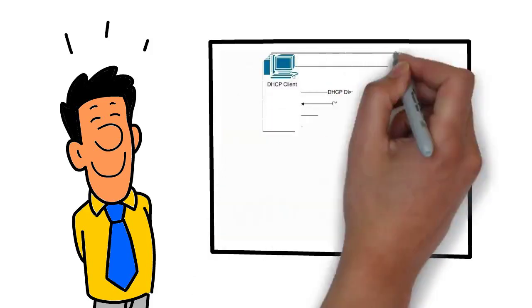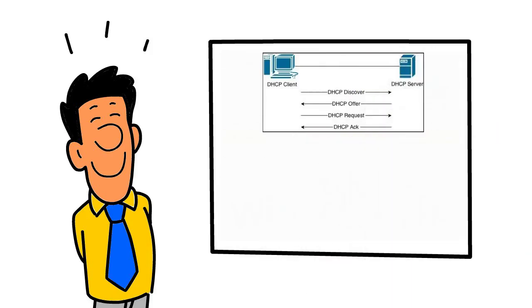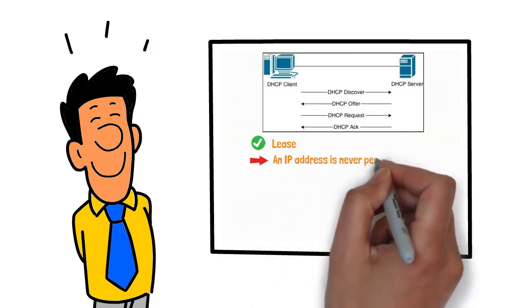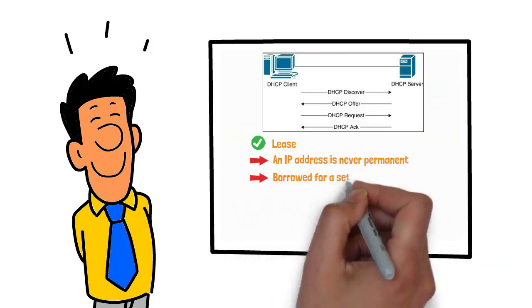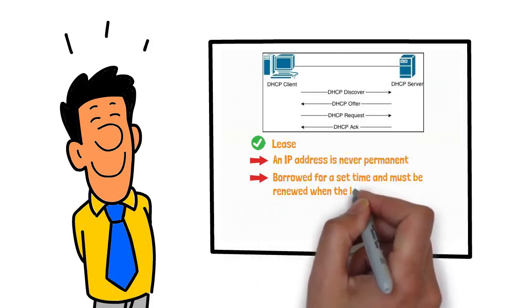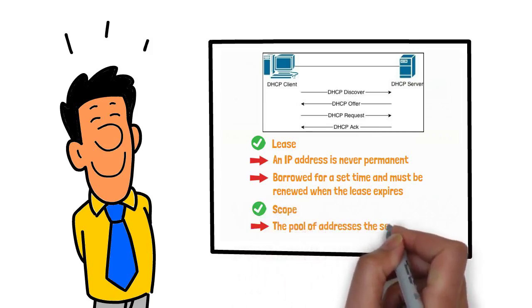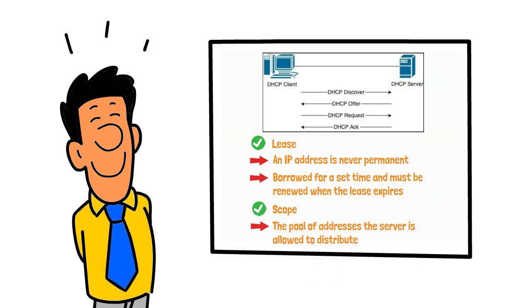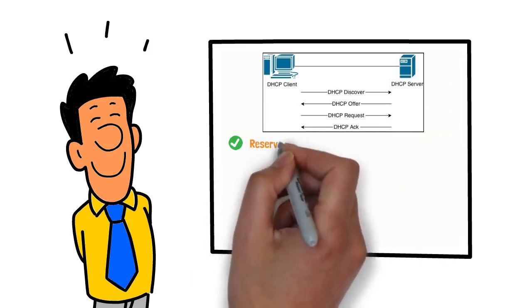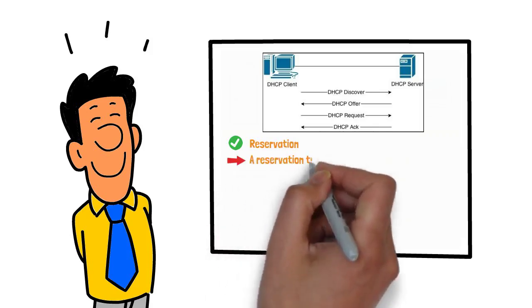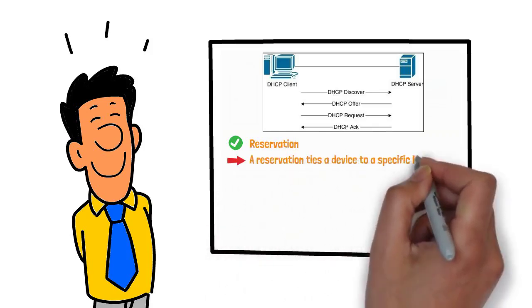To fully understand DHCP, we need to know a few key terms. Lease. An IP address is never permanent. It's borrowed for a set time and must be renewed when the lease expires. Scope. This is the pool of addresses the server is allowed to distribute. Reservation. Some devices, like servers or printers, need fixed addresses. A reservation ties a device to a specific IP.